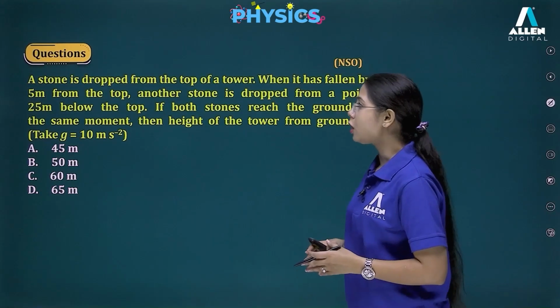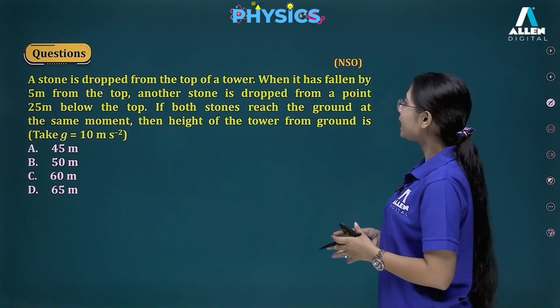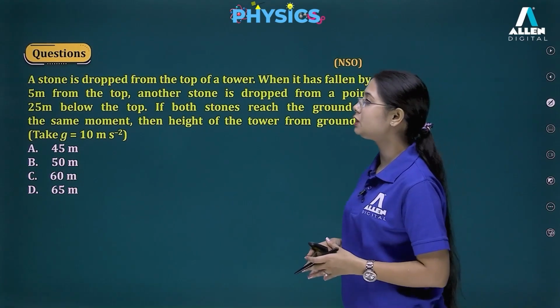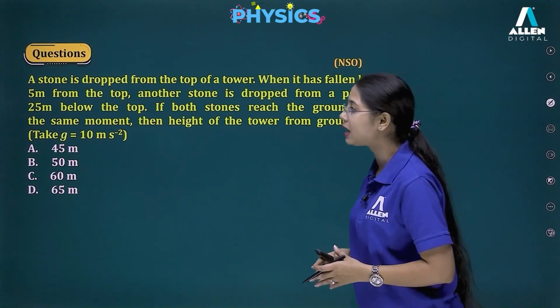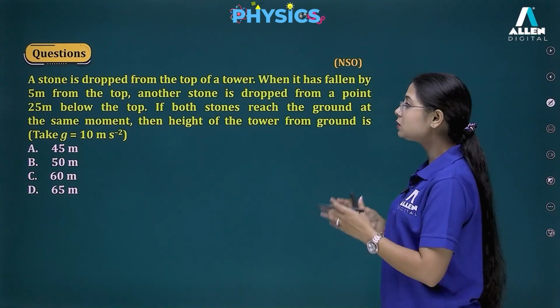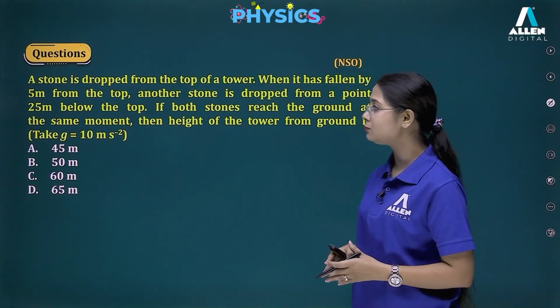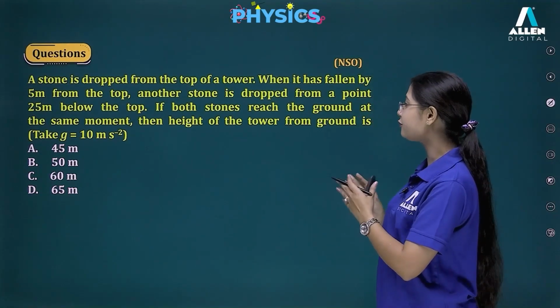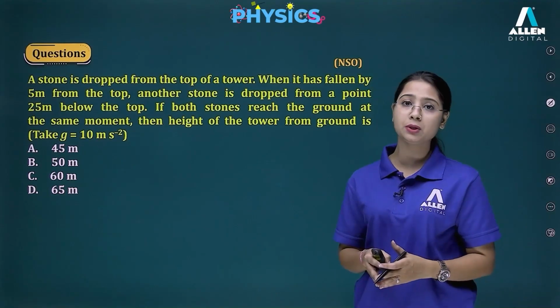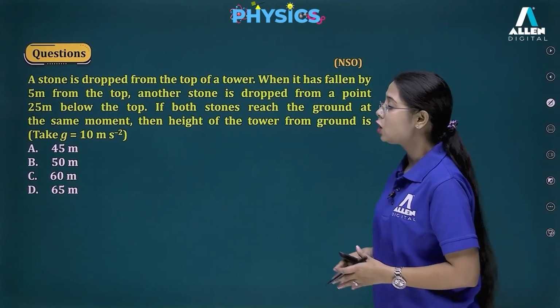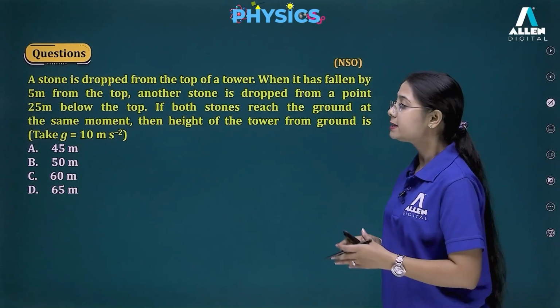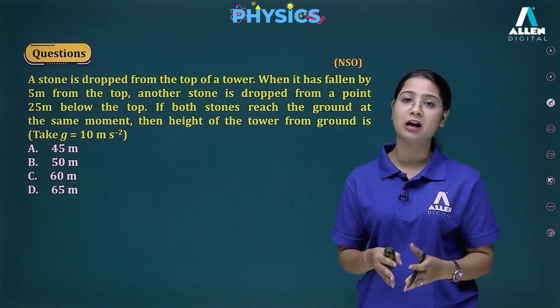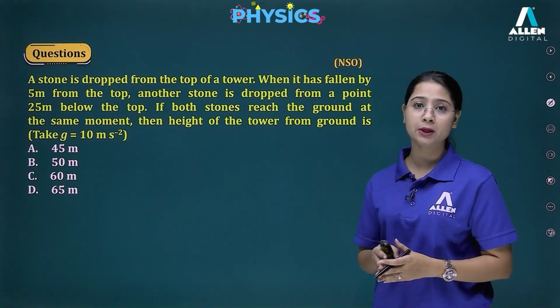A stone is dropped from the top of a tower. When it has fallen by 5 meters from the top, another stone is dropped from a point 25 meters below the top. If both stones reach the ground at the same moment, then height of the tower from the ground is, take g is equal to 10 meter per second square. Option A 45 meter, option B 50 meter, option C 60 meter, and option D 65 meter. So this question is very good.